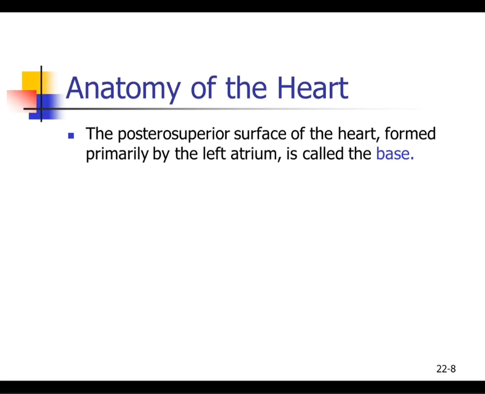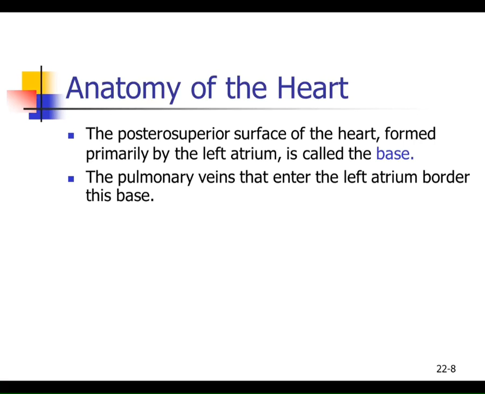Which way is the apex pointing? The apex, right, remember the base and the apex? The base is the top of the heart. What's coming out of the base of the heart? Aorta and the pulmonary trunk. And what's going in up there? Superior vena cava, right? So that's all happening up at the base.